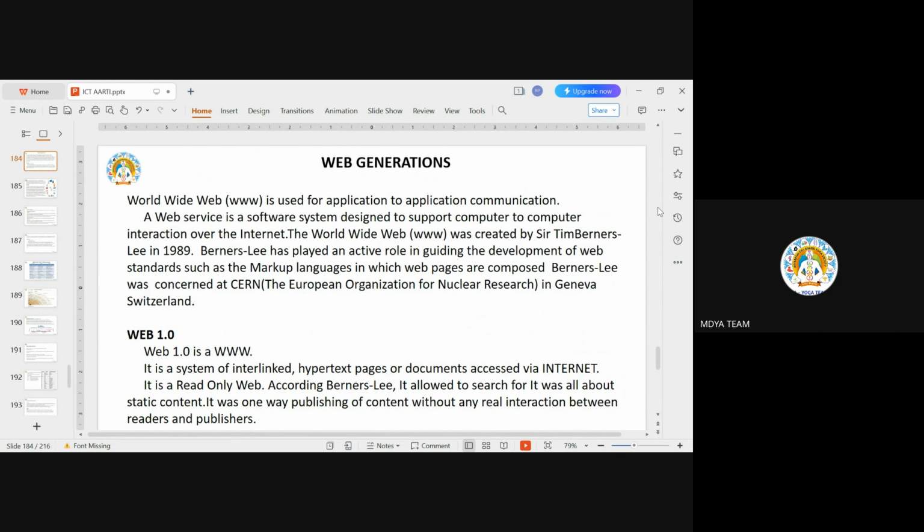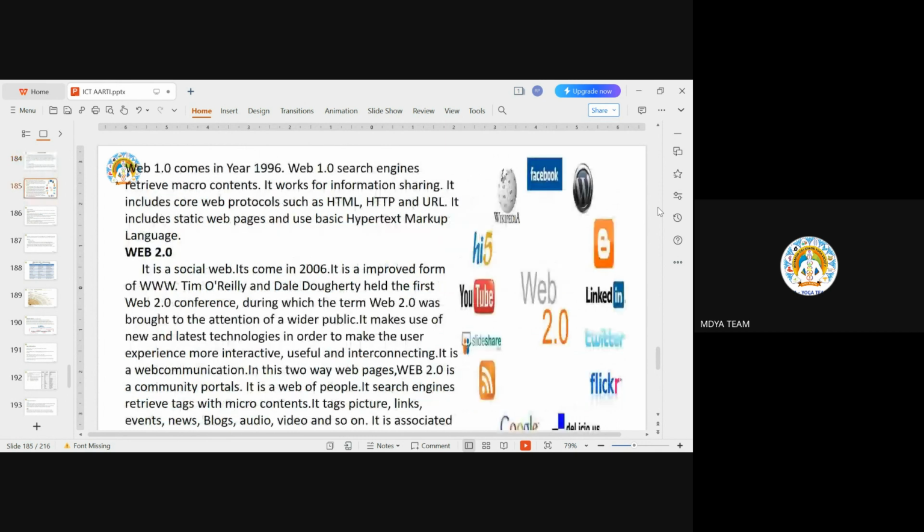It is a system of interlinked hypertext pages present in the WWW, Web 1.0, and it is a static web. It is a read-only web. According to Berners-Lee, it allowed people to search, and it is around the time of 1996, where only content is present on the internet.